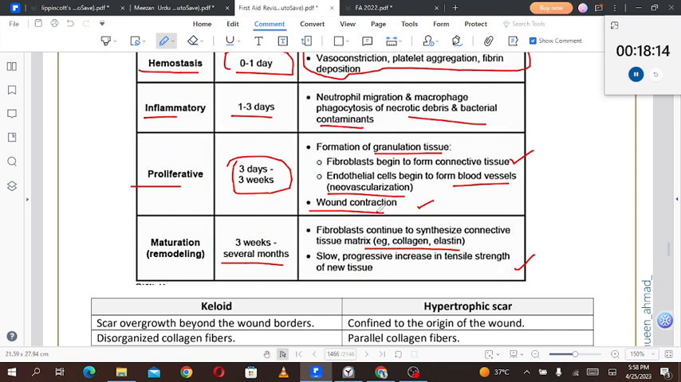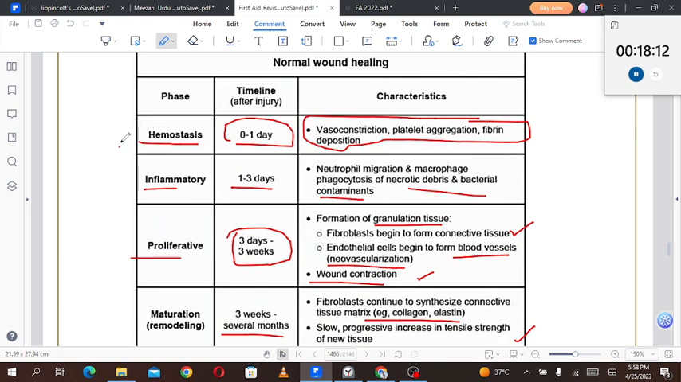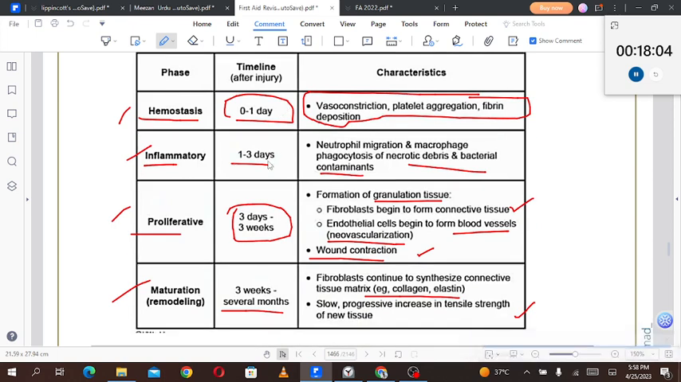Okay, we'll see that later on as well. So remember, there are 4 stages: hemostasis, inflammatory, proliferative and maturation. In hemostasis, that is occurring from about 0 to 1 days, vasoconstriction, platelet aggregation and fibrin deposition will help in that. Inflammatory, neutrophils and macrophages come in 1 to 3 days and they clear off the necrotic debris.